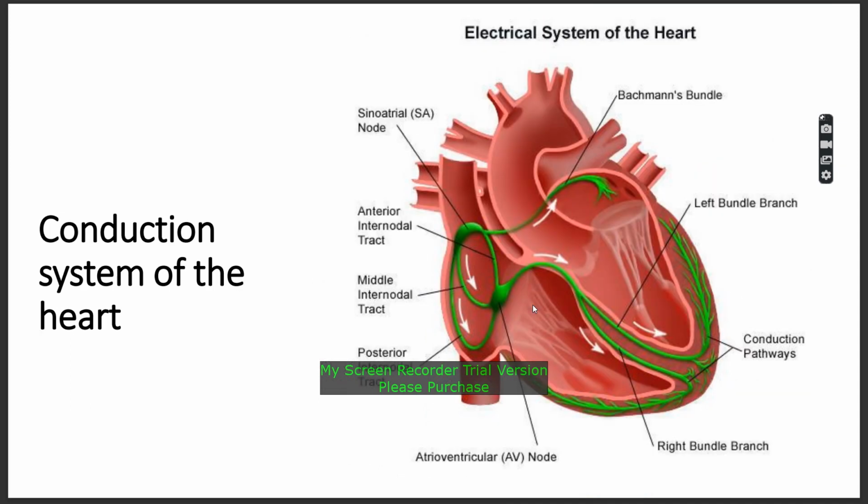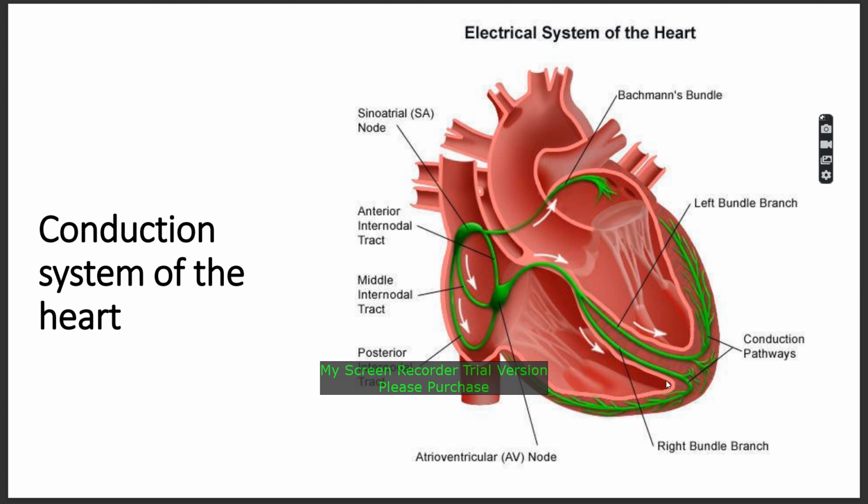So, the conduction system of the heart. You can see the electrical system of the heart. This is the sinoatrial node in the right atrium, and this is the middle internodal tract. This is the anterior internodal tract. This is the posterior internodal tract. The internodal tracts run between the SA node and the AV node.